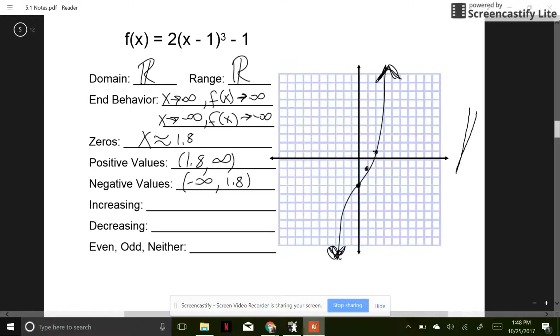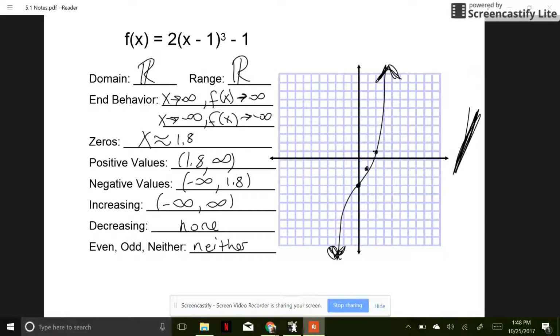Increasing, again, if we look at the general shape, it does look like it's generally increasing. So it's going to be increasing from negative infinity to infinity. It's decreasing nowhere. This function is actually going to be neither odd nor even. We can plug in some values if we want to, but because we're doing some kind of stretching and moving, it's going to screw things up. It's going to make it neither.